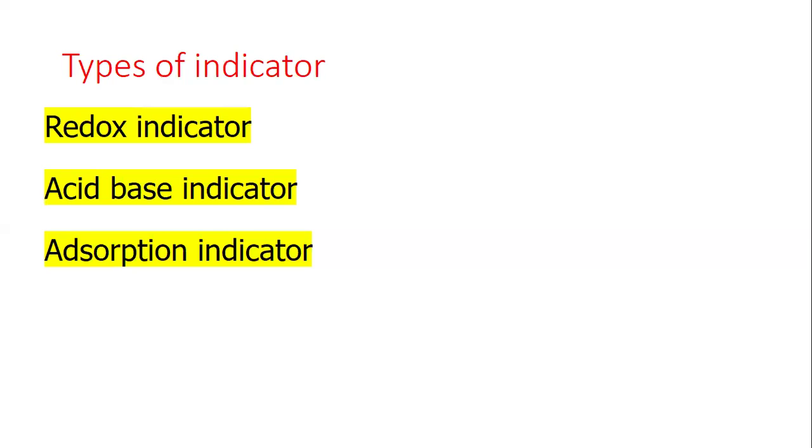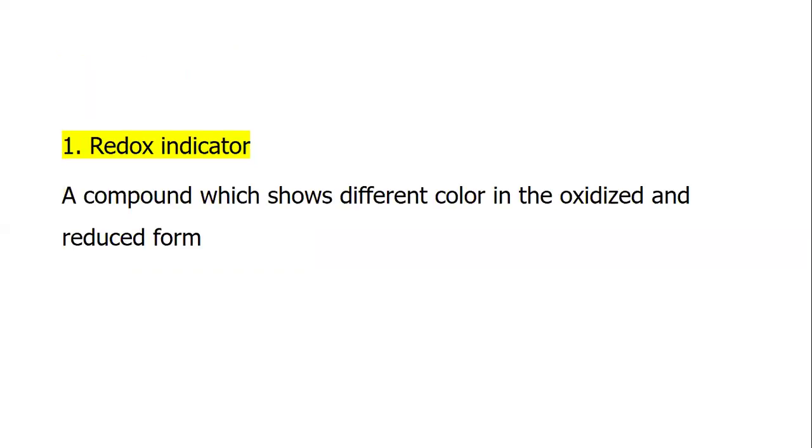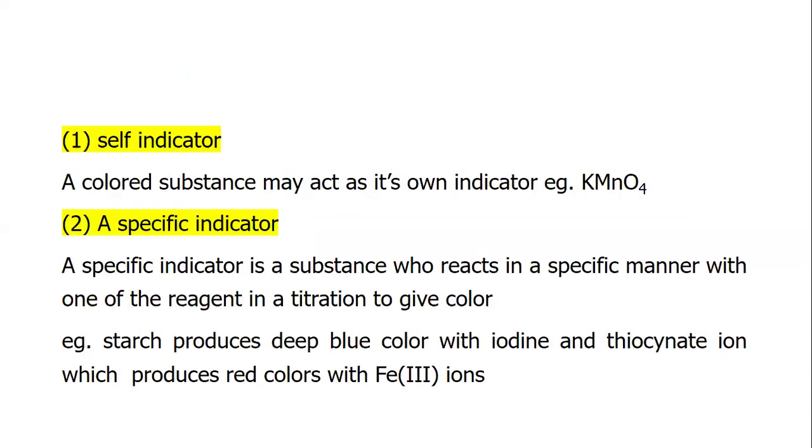Types of indicator: redox indicator, acid-base indicator, adsorption indicator. Redox indicator: a compound which shows a different color in the oxidized and reduced form. Self-indicator: a colored substance may act as its own indicator, for example, potassium permanganate.